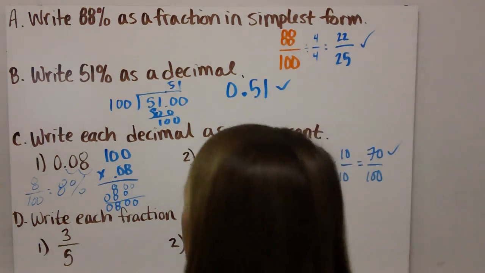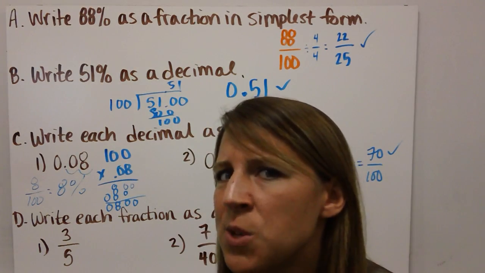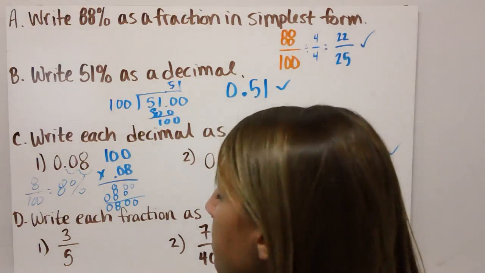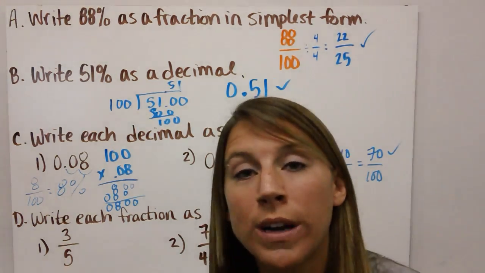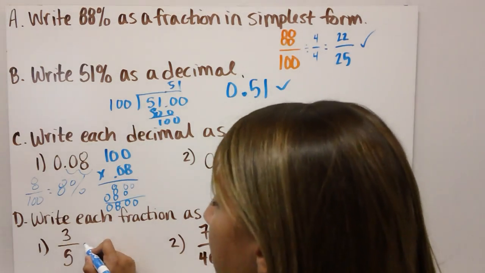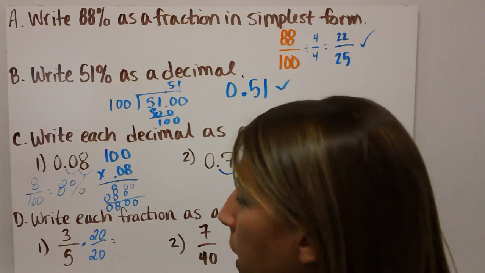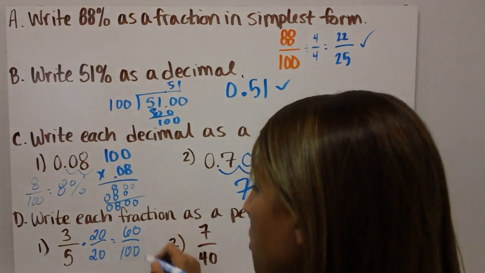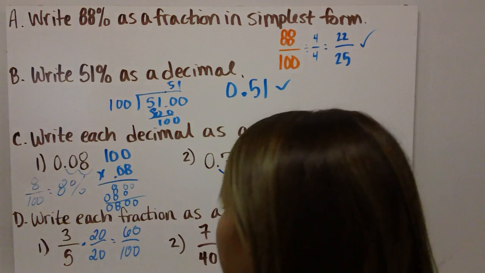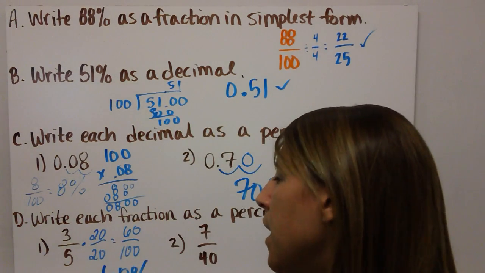I can dig it. How about write each fraction as a percent? 3/5. 5 goes evenly into 100, and I like that method quite a bit. So to turn 5 into 100, I know that it goes in 20 times, so I need to rewrite my fraction by multiplying by 1 as 20/20ths. 3 times 20 is 60 over 100. 60 hundredths is 60%. Okay, very good, very good.